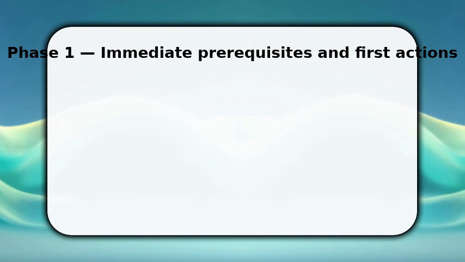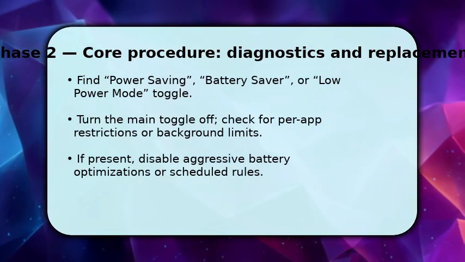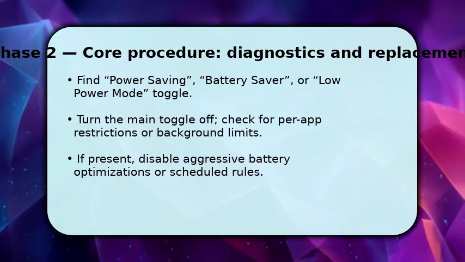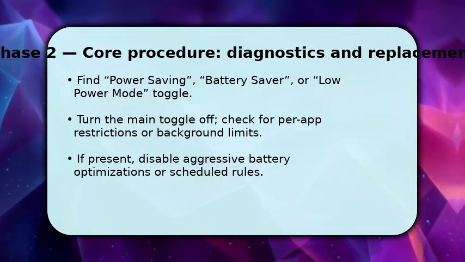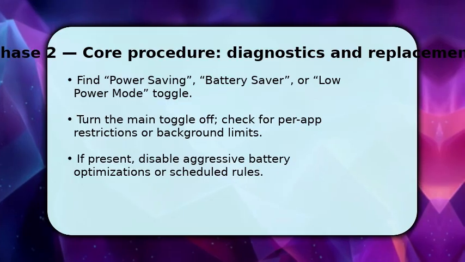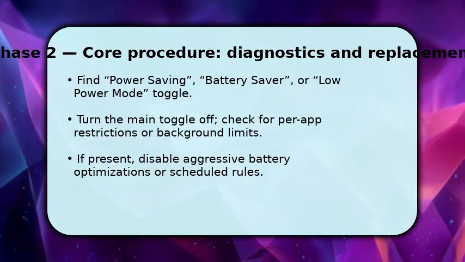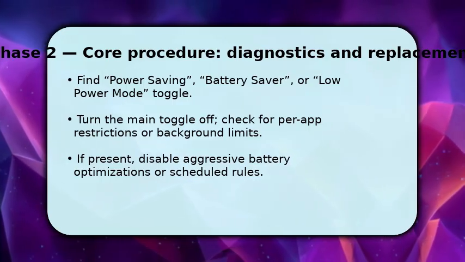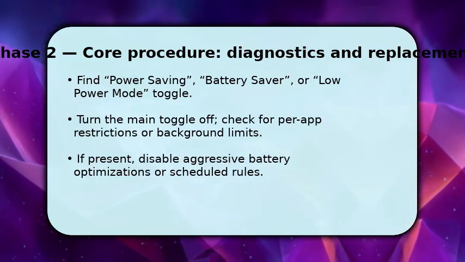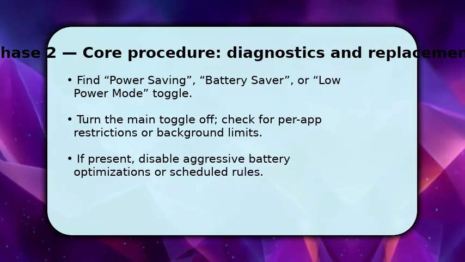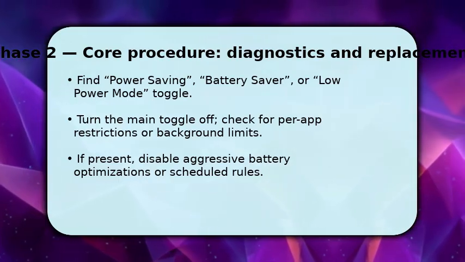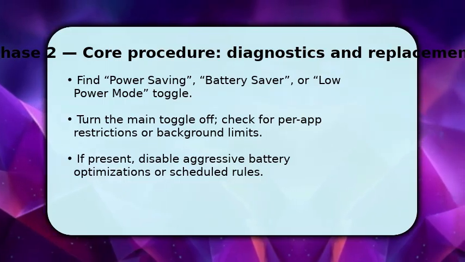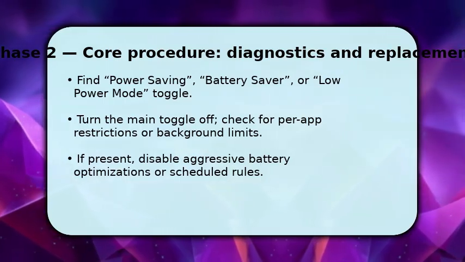You now locate the exact toggle labeled Power Saving, Battery Saver, or Low Power Mode and switch it off. Do it firmly so the system registers the change. Once done, make sure to inspect additional options. Turn off scheduled activation times and disable per-app background restrictions that mimic saver behavior. If you see aggressive battery optimizations, set them to standard or exempt important apps. These middle steps prevent the system from reapplying limits after you leave settings.